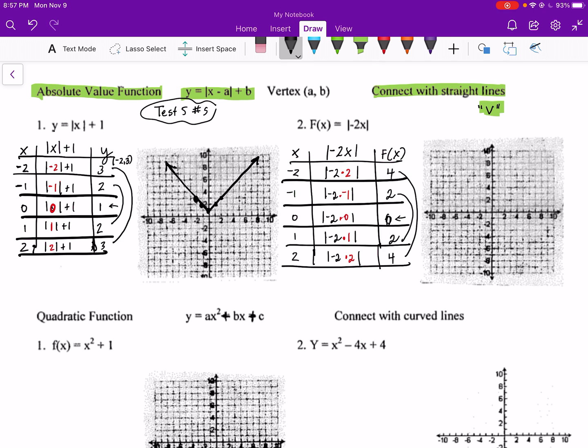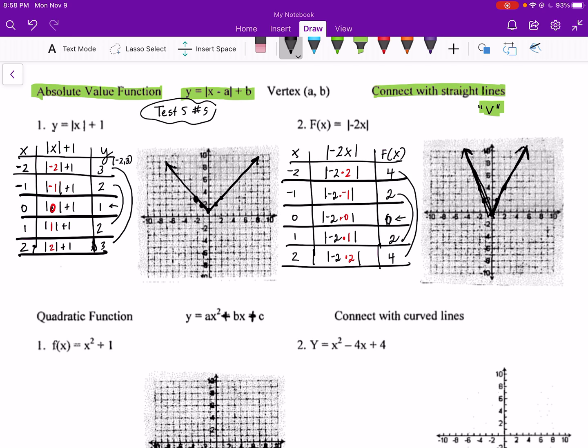So as I go to graph, I have -2, 4. I have -1, 2. I have 0, 0. I have 1, 2, and I have 2, 4. So again, makes a V. This one seems to be a little steeper, and we're going to talk about that in our next video for tomorrow. But absolute value graph.